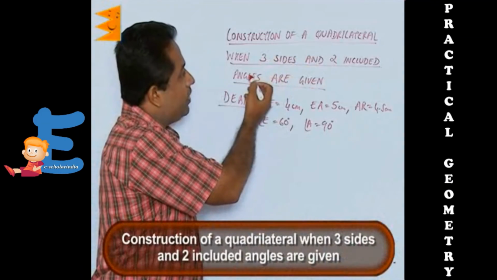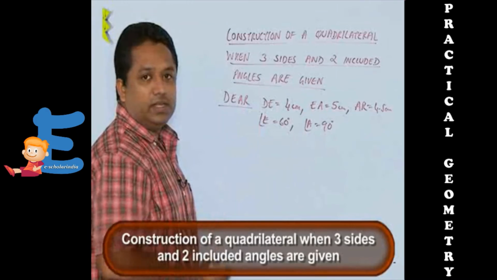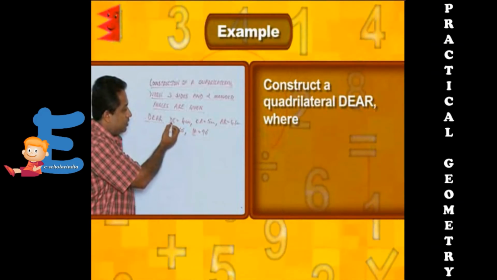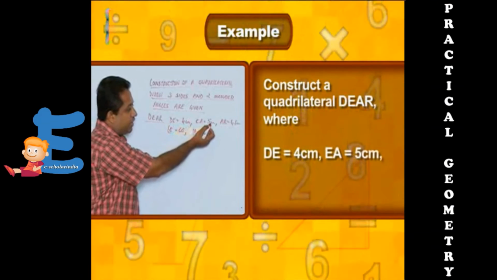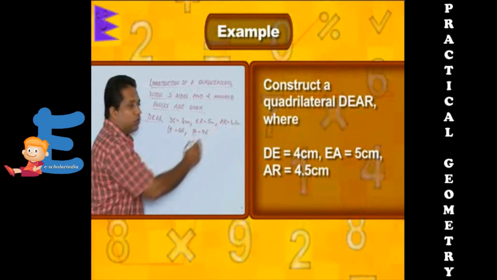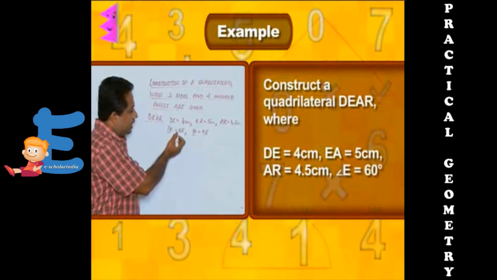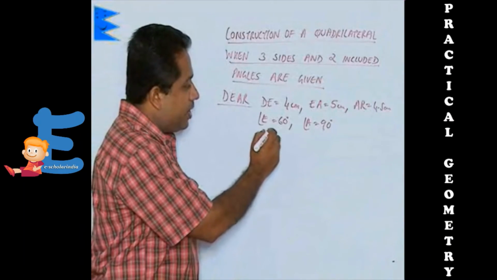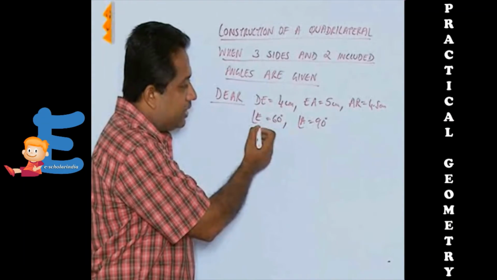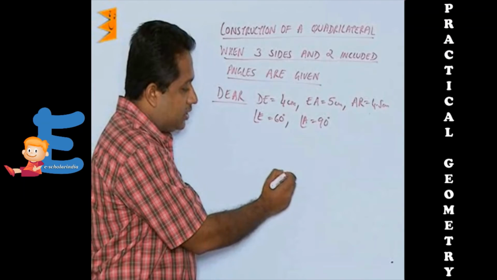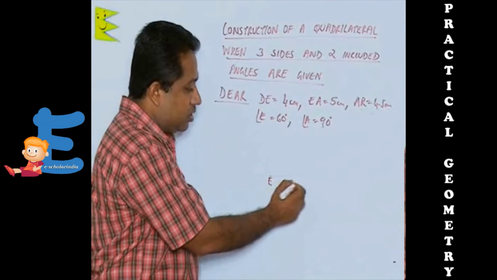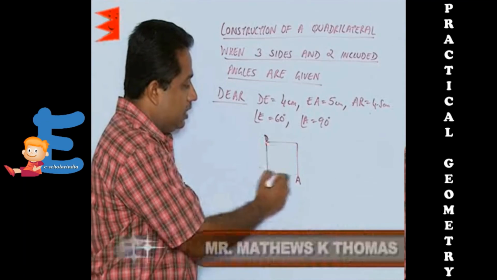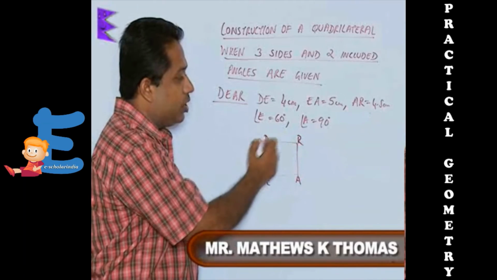Construction of a quadrilateral when three sides and two included angles are given. We have to construct a quadrilateral DEAR. The value of DE is 4 centimeter, EA 5 centimeter, AR is 4.5 centimeter, angle E 60 degrees and angle A 90 degrees. Now in order to make the rough diagram, make sure that for the angles that are given, EA is at the base. This is the easiest way of drawing the quadrilateral. So EA, DEAR. So this is the quadrilateral that has to be drawn.